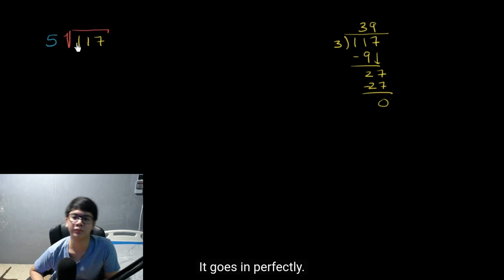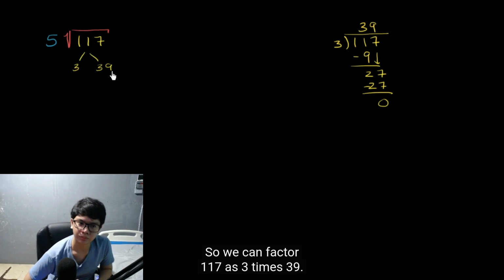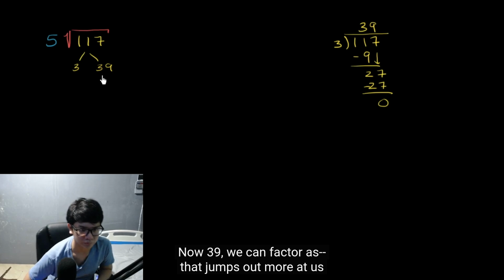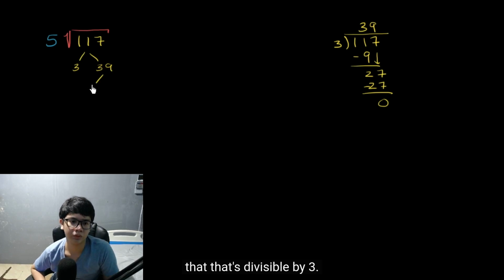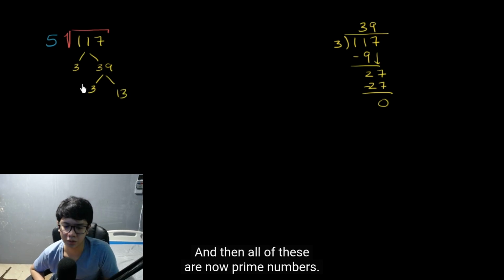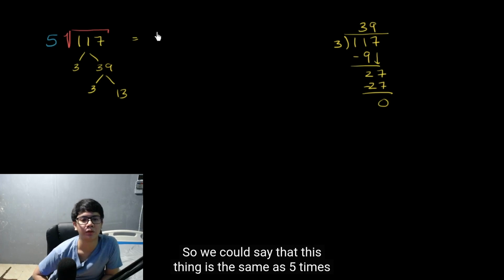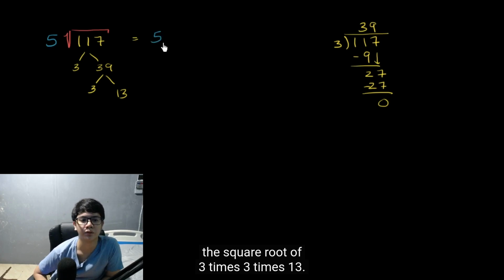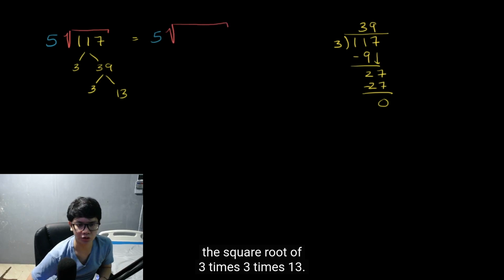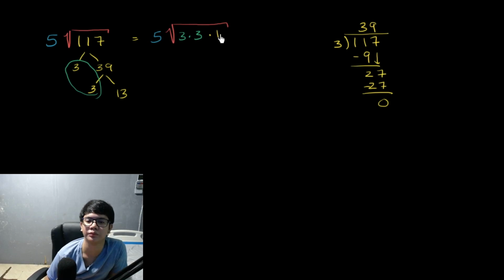And so we can factor 117 as 3 times 39. Now 39 we can factor as, that jumps out more at us, that's divisible by 3. That's equivalent to 3 times 13, and then all of these are now prime numbers. So we could say that this thing is the same as 5 times the square root of 3 times 3 times 3 times 13.